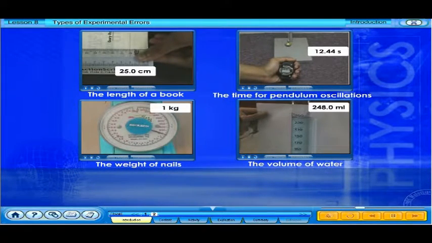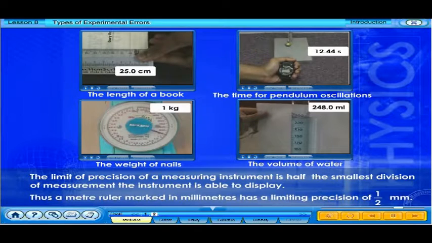Markings calibrated on measuring instruments always have some limit of precision. This limit is determined by the design and construction of the measuring instrument. No matter how carefully we measure, we can never obtain a result more precise than the limit of our measuring instrument.